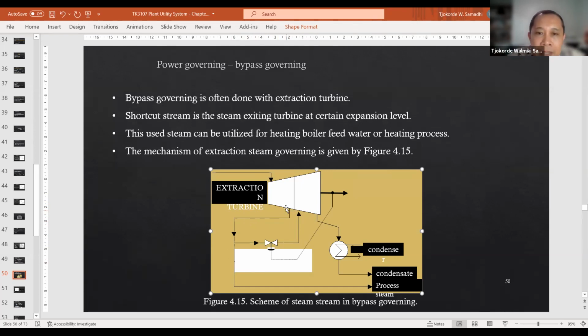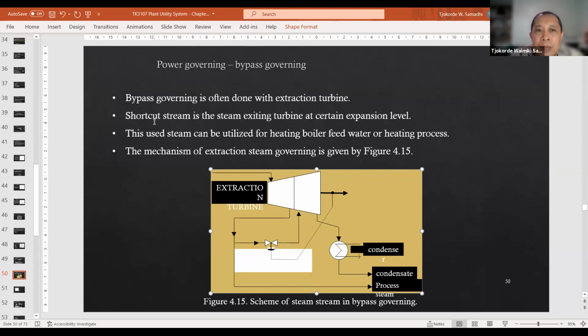Now, this extraction line can also be used to regulate steam flow. For example, if the turbine needs less flow, then this extraction flow rate can be increased. Conversely, if the turbine needs more flow, then this bypass flow can be reduced or even closed altogether. So this is called bypass governing.